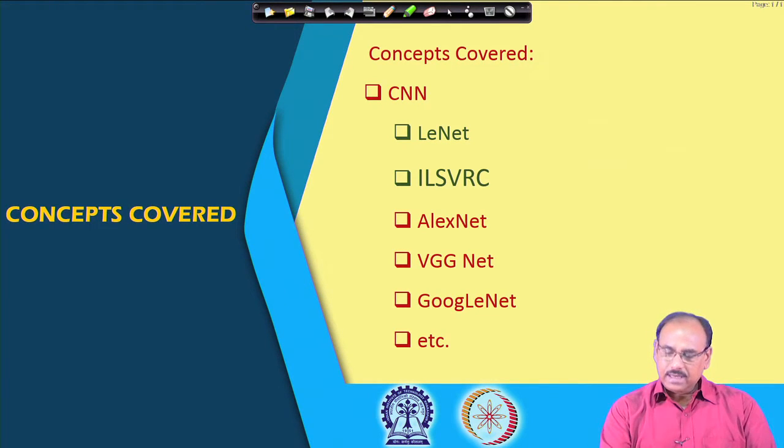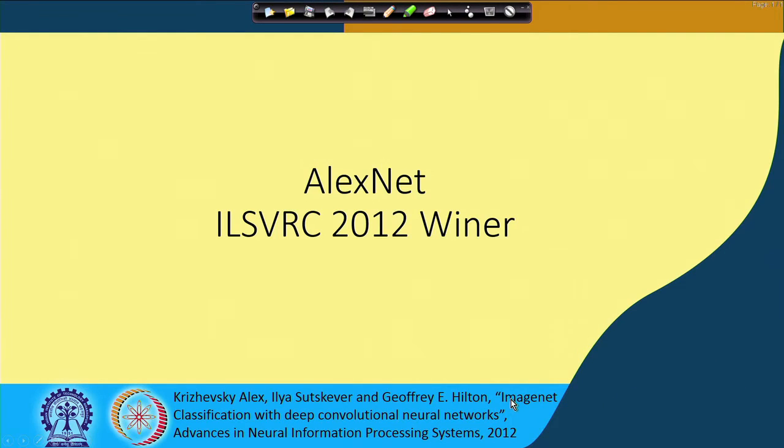And we have said that the ImageNet database contains a few million images. Today we are going to discuss a popular convolutional neural network model, which is AlexNet, and AlexNet was the winner of the 2012 ImageNet Large Scale Visual Recognition Challenge.